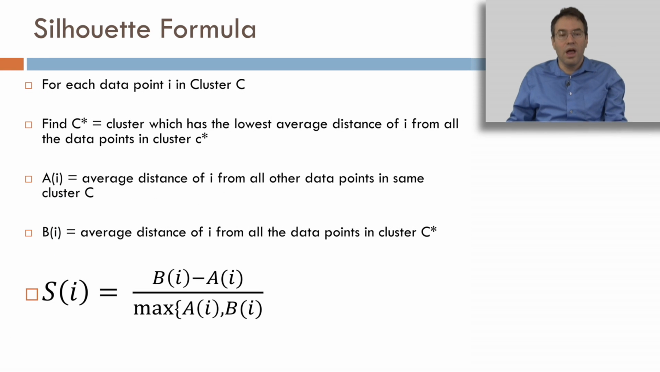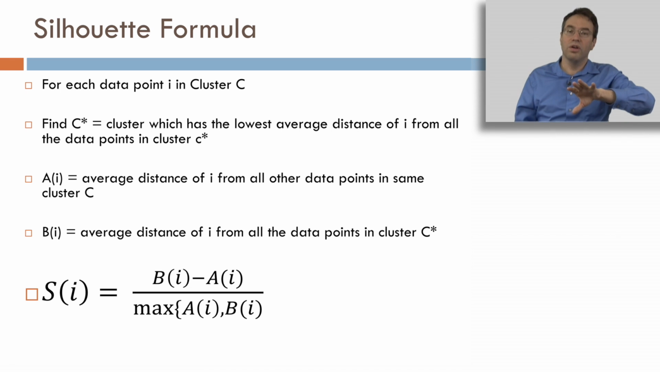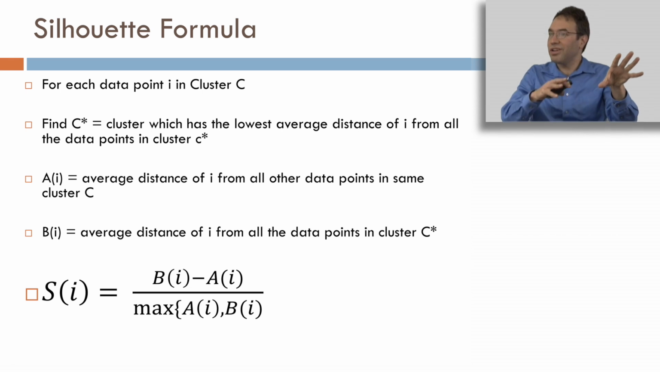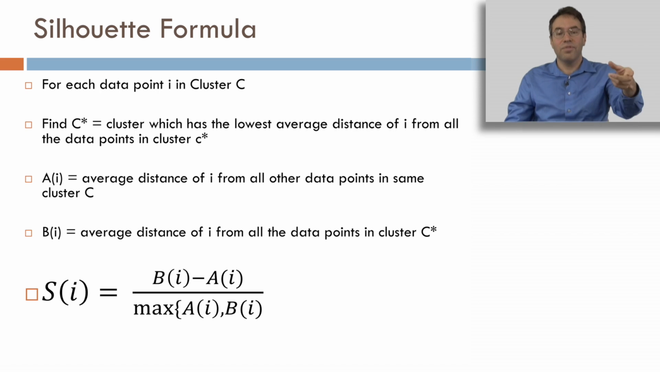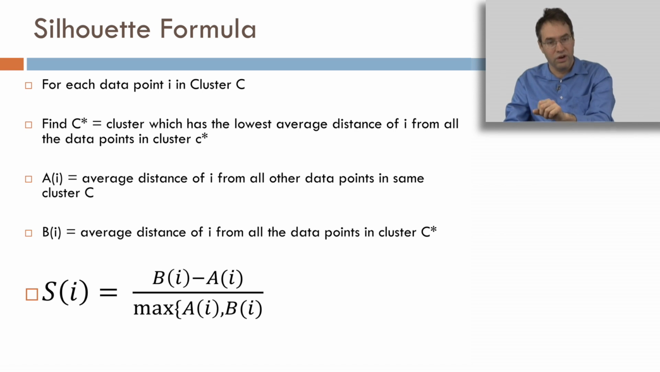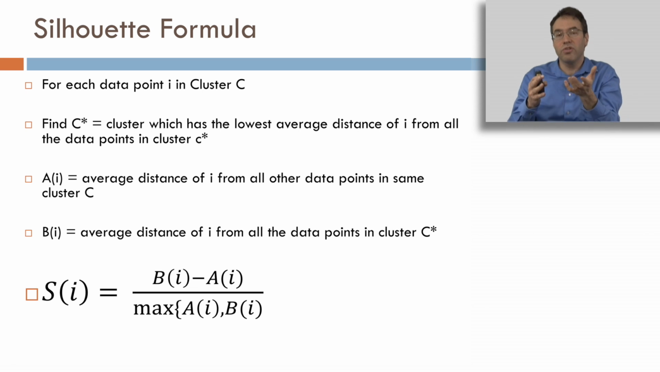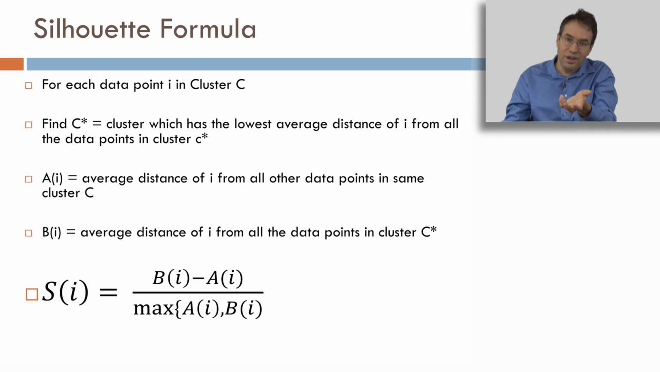So for each data point i, we take the average distance of that data point i from all the other data points in the same cluster C. We then find C star, which is the cluster with the lowest average distance of i from all other data points in cluster C star. So in other words, aside from a point's own cluster, what cluster is closest to it? That's C star. And then we take the average distance of i from all the data points in that cluster, C star. And we're basically going to say, how much closer is a data point to its own cluster than to another cluster? And again, if a data point is closer to another cluster than its own cluster, you've got a problem.